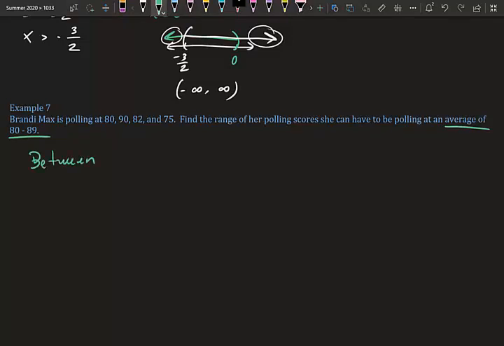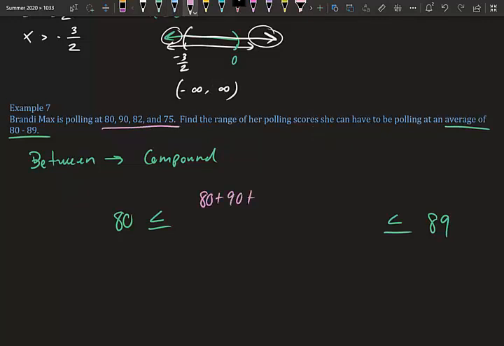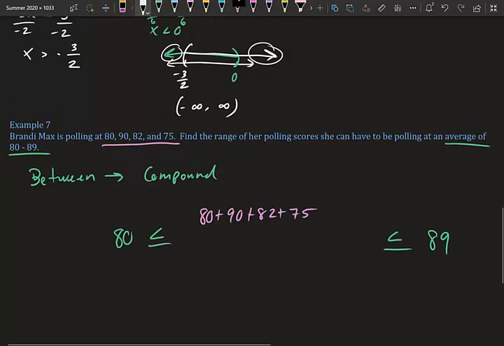Between implies compound inequality. So compound inequality is less than, and we're going to put the equal to because she can poll between 80 and 89. So 80 and 89. Now all we need to do is figure out what goes in the middle. Her polling. So she's polling at an 80, a 90, an 82, and a 75. We want to know if she takes one more poll, what's it going to be? So plus x, we don't know it yet. So that's divided by how many polls they took, and it's 5.